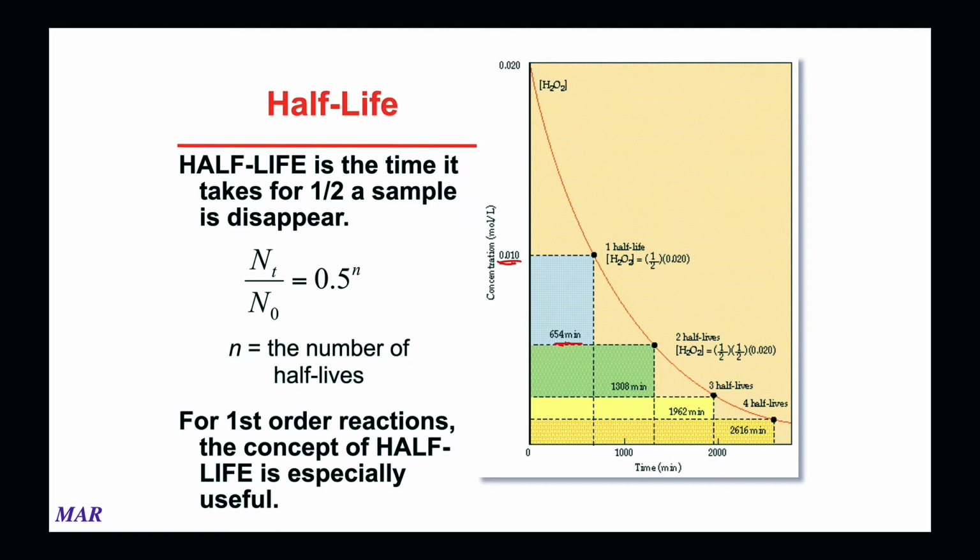Once you know the half-life, then you can start figuring out quantities based on multiple half-lives. So what I mean by that is that 2 half-lives, all right, you would use twice the half-life time. So 654 times 2, 1,308 minutes. So it's going to take 1,308 minutes to go to 2 half-lives. You went from 0.020 to 0.010 to 0.0050 moles per liter. And you can see how there's this 654 interval between the different half-lives. So at 4 half-lives, you're at 2,616 minutes, etc., etc.